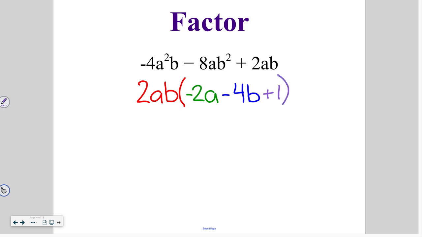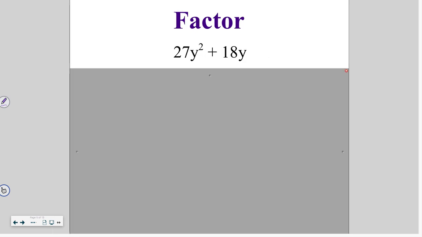Again, you can double check your work. 2 times negative 2 is negative 4. A squared, B, negative 8, A, B squared, 2A, B, which gets us right back to this starting expression. Go ahead and try this one on your own.